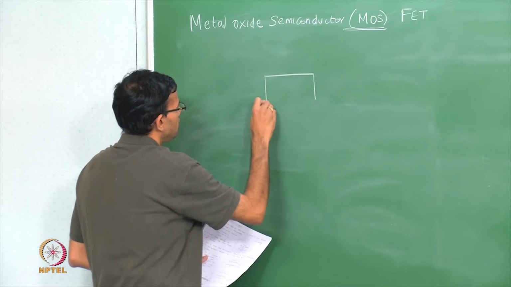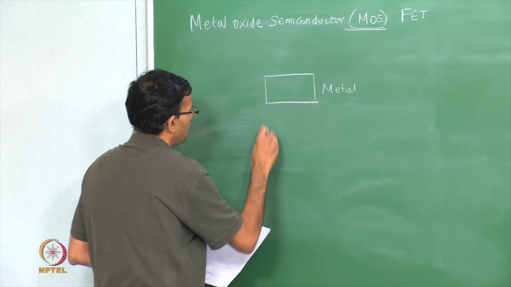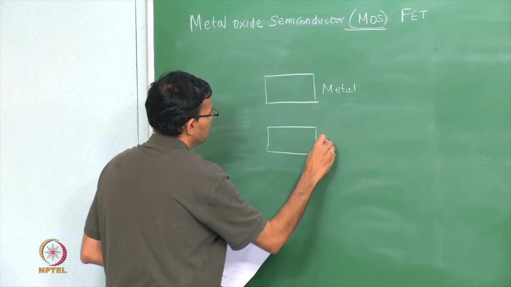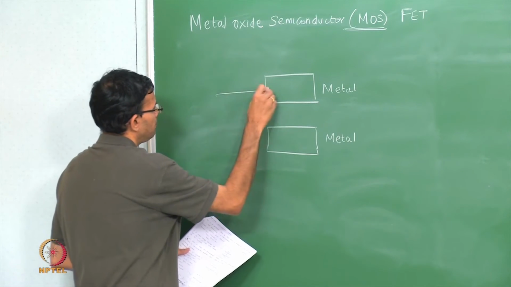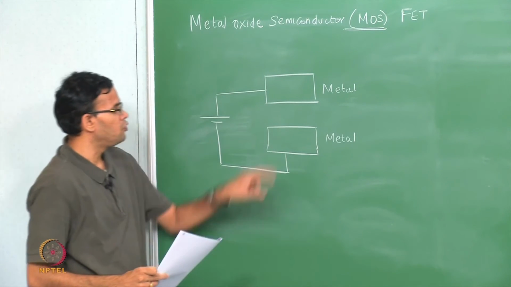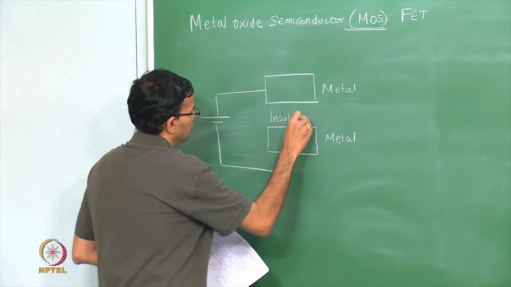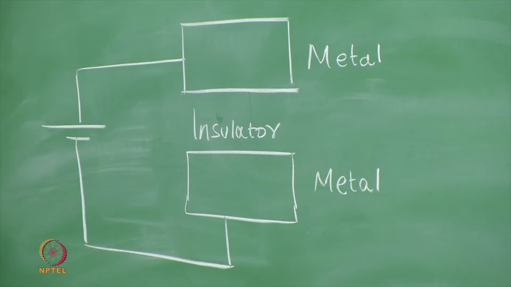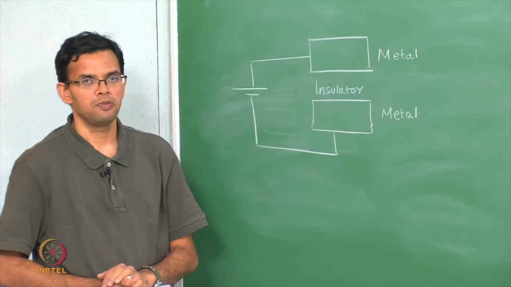So you have metal 1 and you have another metal plate, and then you apply a potential. So between the two metals you have an insulator. This insulator could be air or vacuum, or it could be an oxide layer or some other layer which acts as an insulator. So you have two metal plates connected to a potential.